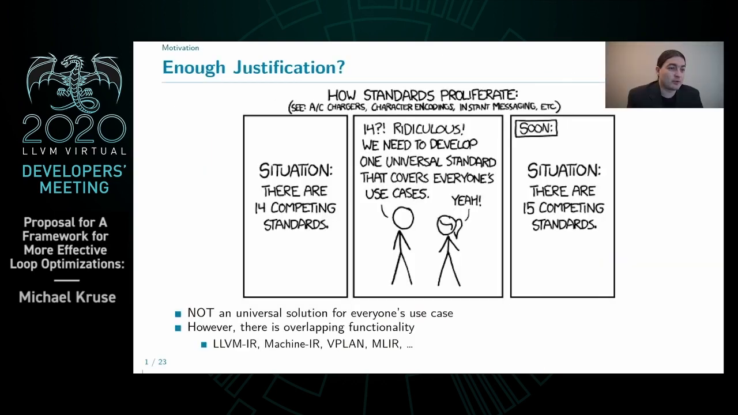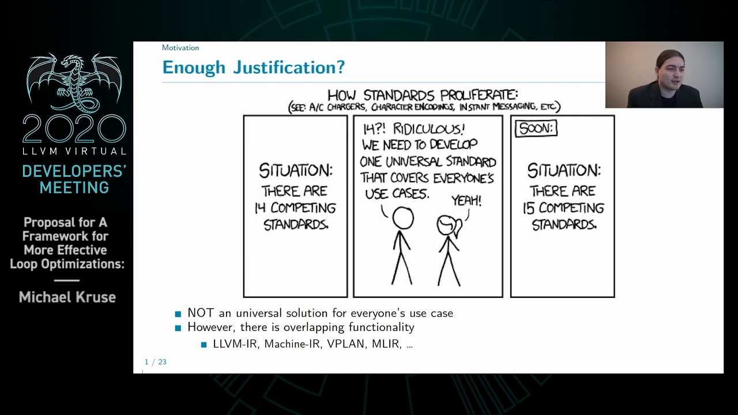Let's start with why I'm making this proposal. At the beginning of this year, I sent an RFC to the LLVM developers mailing list. One of the responses was referencing this XKCD. I don't think it applies directly, since I'm not proposing a universal intermediate representation that rules them all, but just a specific category of optimizations, namely optimizations of loops. Still, there's a point to it. One does not simply add yet another intermediate representation just for fun.